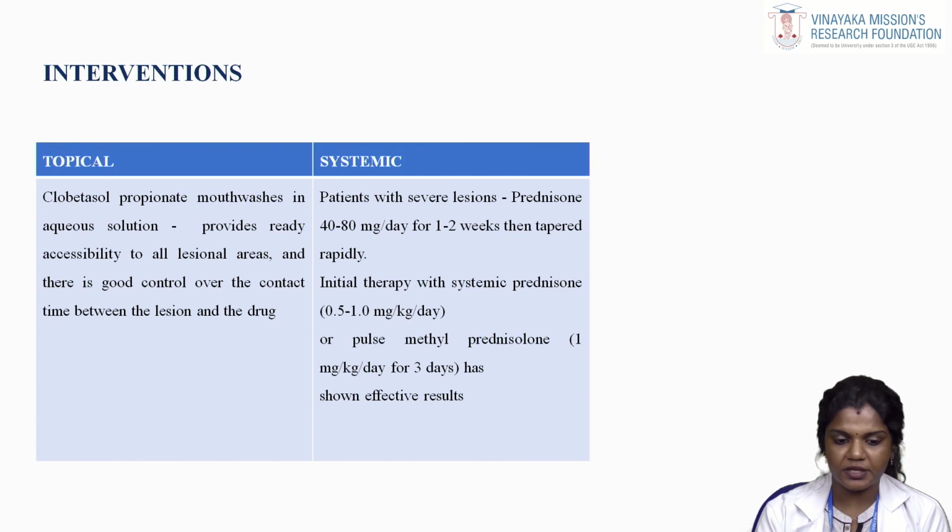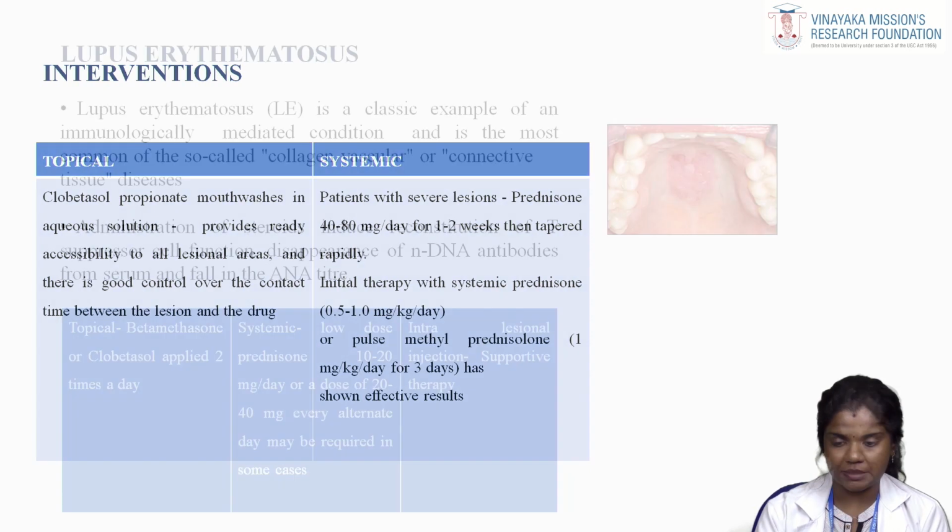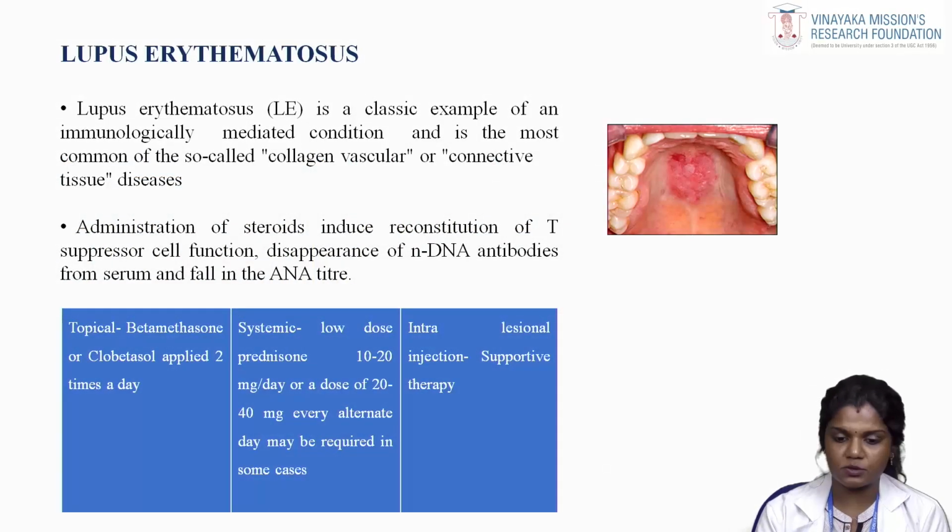Topically, clobetasol propionate mouthwashes can be used, and systemically prednisolone can be used in the dosage of 40 to 80 mg per day for 1 to 2 weeks. Then the dose is tapered frequently. The next disease is the lupus erythematosus. This is a classical example of an immunologically mediated condition and is the most common of the so-called collagen vascular or the connective tissue diseases.